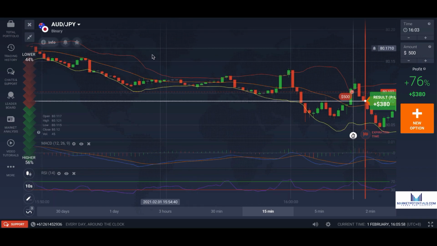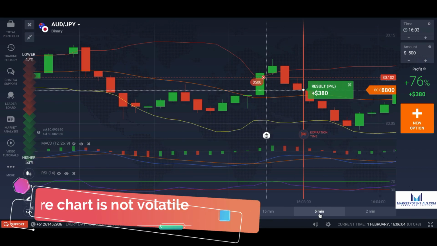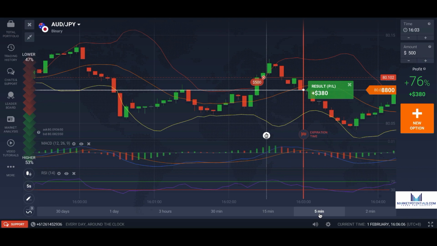Okay, now before you do the trading though, you want to have a look at the chart itself. Just make sure that there are no unforeseen spikes, whatever. It's not very volatile. The reason you do this is because in an instance where there is a spike like this. Now let's analyze this trade and why it shows lower.